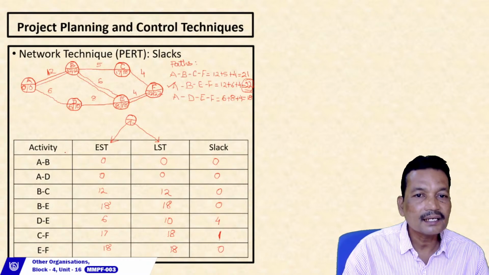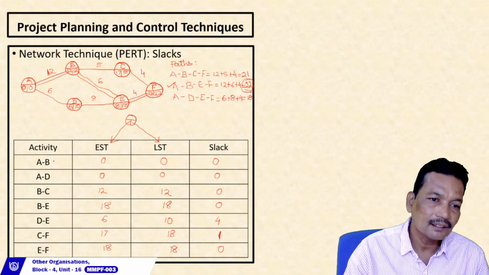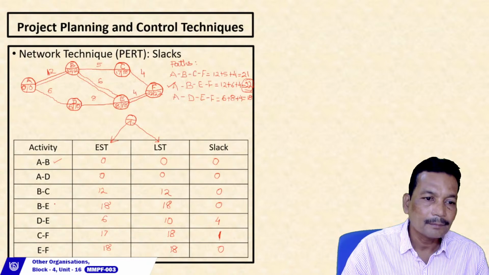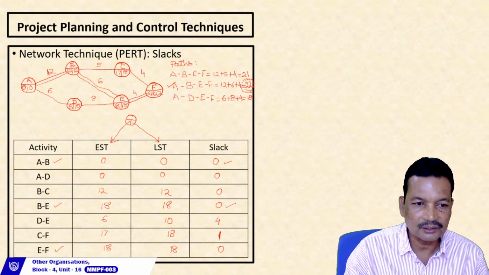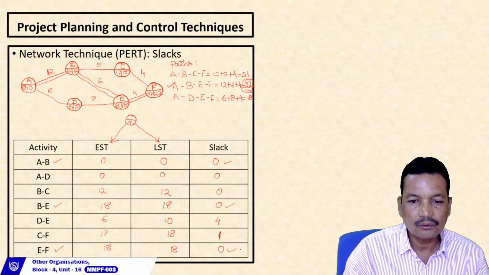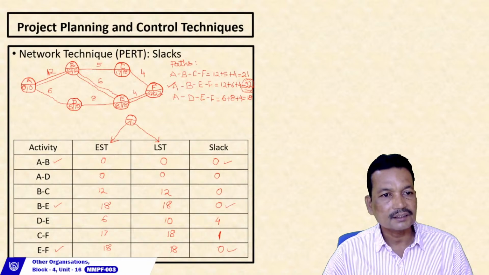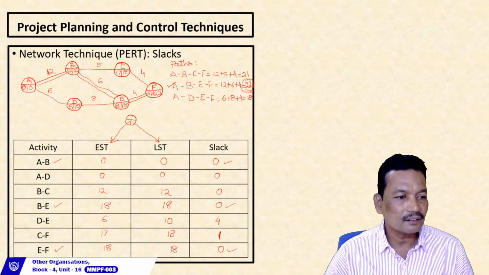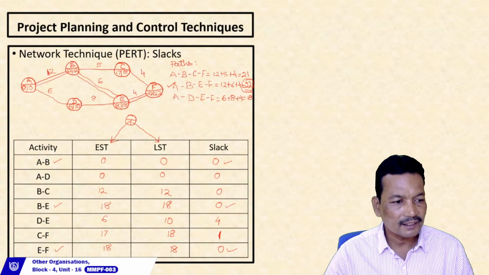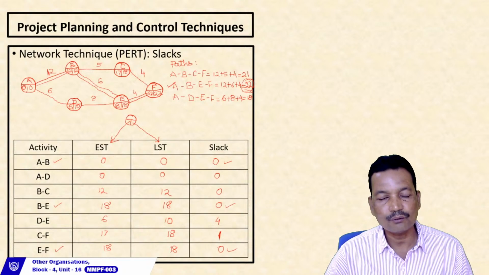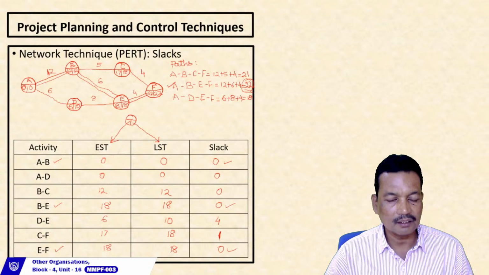Now look at the critical activities A, B, B, E, E, F. So here AB has a slack of 0, BE has a slack of 0, EF has a slack of 0. In other words, any activity falling on the critical path, you cannot make any kind of delay. If you delay it, then what will happen? The whole project time will get overrun.